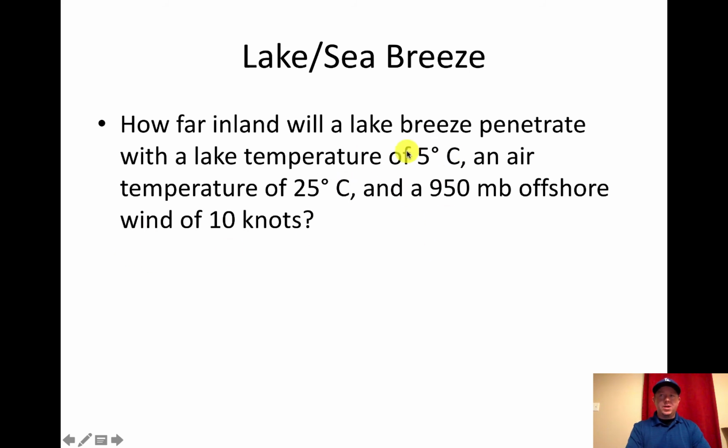So really now what's happened? The gradient's increased, right? The 950 opposing winds are staying the same, but the gradient's increased. So what does that tell you? You think the lake breeze will go in further, or do you think it won't go in as far? It will go in further, right? Bigger gradient. So this one's going to go in about 11 miles.